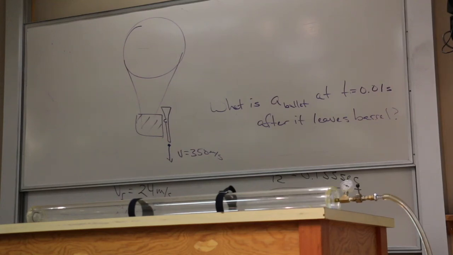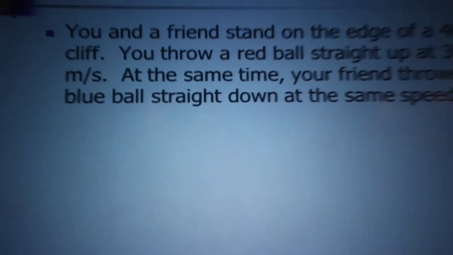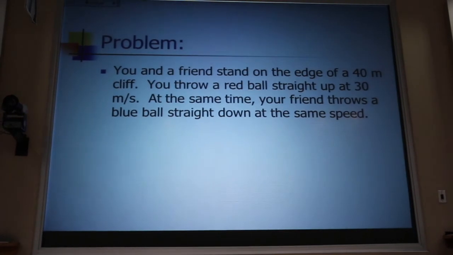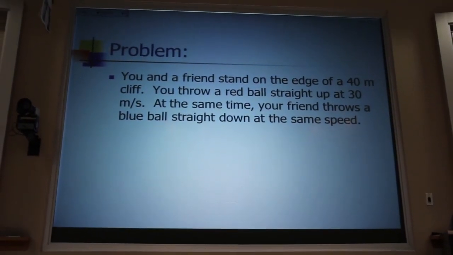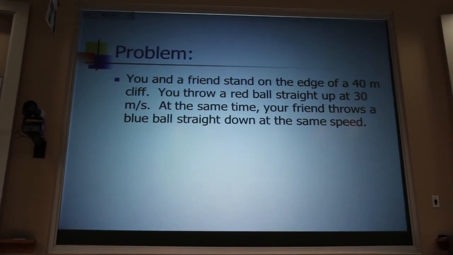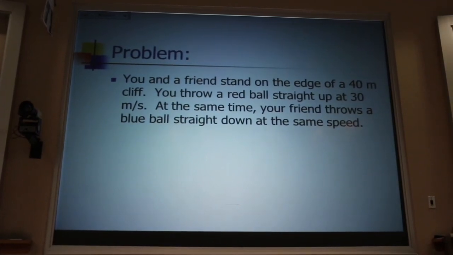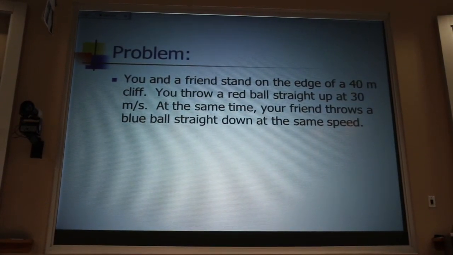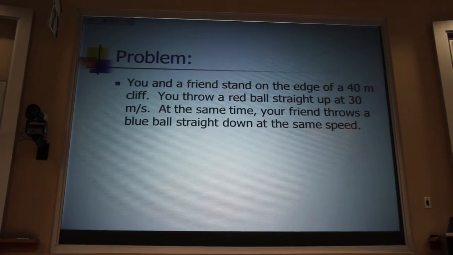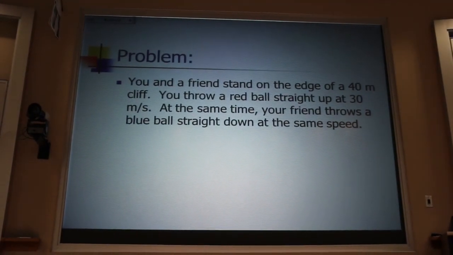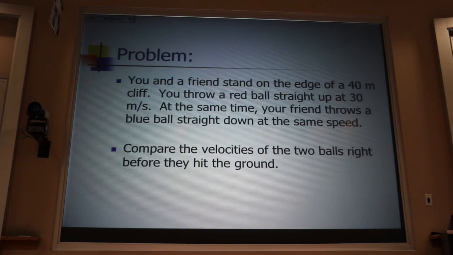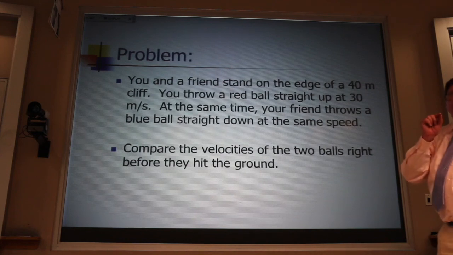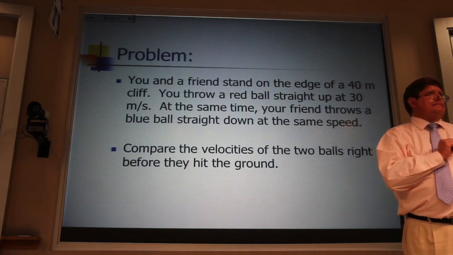Here's a problem that I think really gets at whether you understand this idea of gravitational acceleration. You and a friend stand on the edge of a 40-meter cliff. You throw a red ball straight up at 30 meters per second. You've got a good arm. At the same time, your friend throws a blue ball straight down the cliff at the same speed. Two questions. Which of those balls, the red one or the blue one, is going to be going fastest right before it hits the ground?